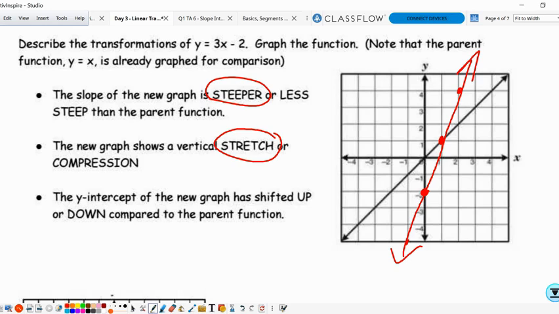And now we'll look at our y-intercept based from the parent function to the new red line. Did we shift up or down? We were at -2 for the y-intercept shift, so we shifted down.